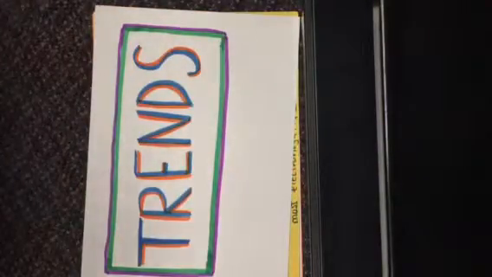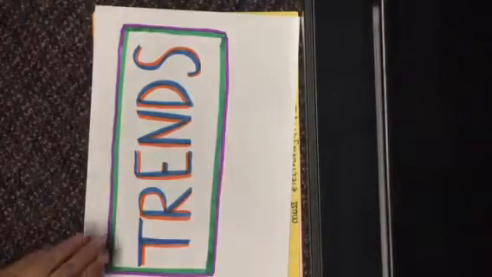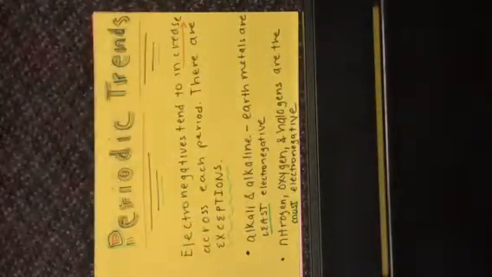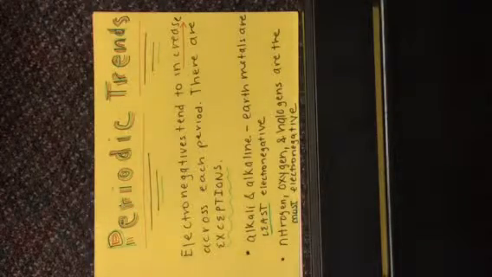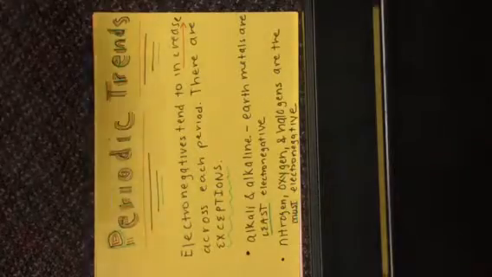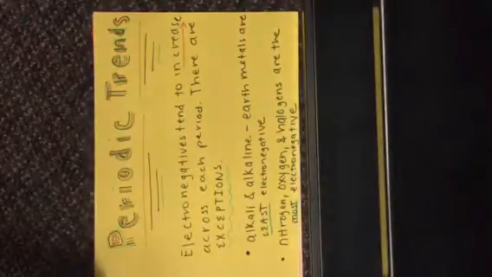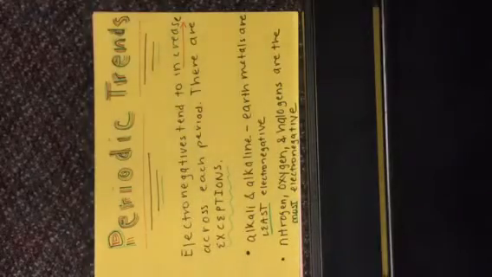Now we will learn about trends. Periodic trends. Electronegativities tend to increase across each period. There are exceptions. Alkali and alkaline earth metals are least electronegative. Nitrogen, oxygen, and halogens are the most electronegative.